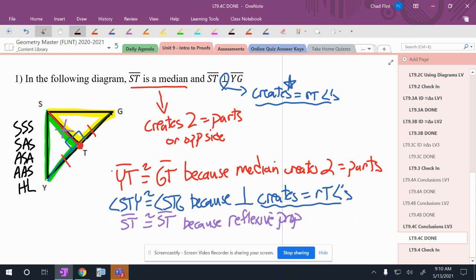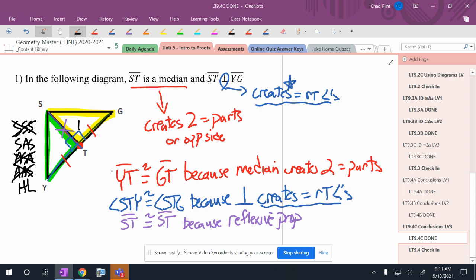Again, I'm going to use the same system. I'm going to cross things off that can't be true. It has a right angle, so hypotenuse leg is possible. It only has two pairs of congruent sides, so side, side, side is out. Side, angle, side: it has two pairs of congruent sides and an angle, so that's possible. Angle, side, angle needs two pairs of angles. It only has one, so that's out. So it's either side, angle, side, or hypotenuse leg. It has to be one of them.